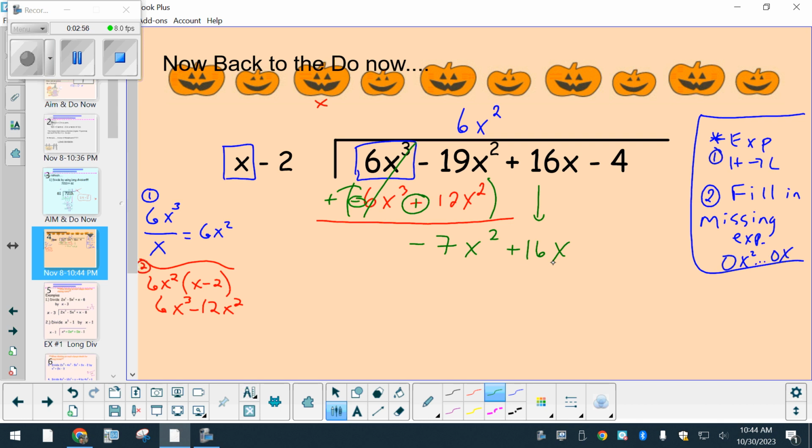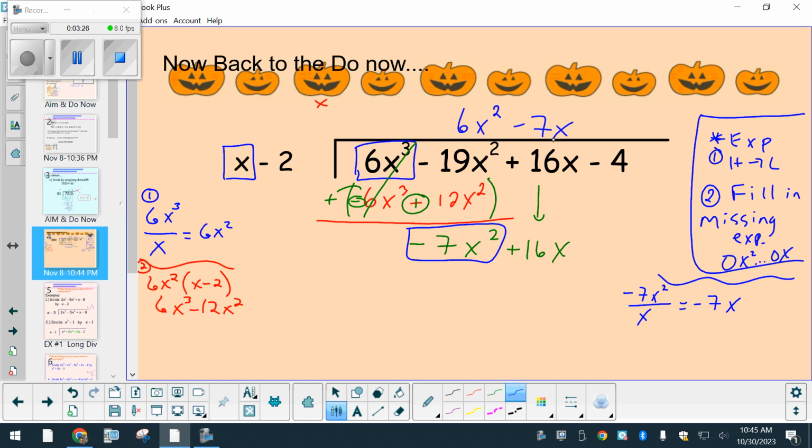Okay. Now the cool part is we now just repeat the same process. You take your first term, okay, and only your first term. That's how you get kick-started. So now I'm going to come over here. Negative 7x squared. I divide it by that same term I have boxed in. And this should be negative 7x, right? Okay. That goes up.